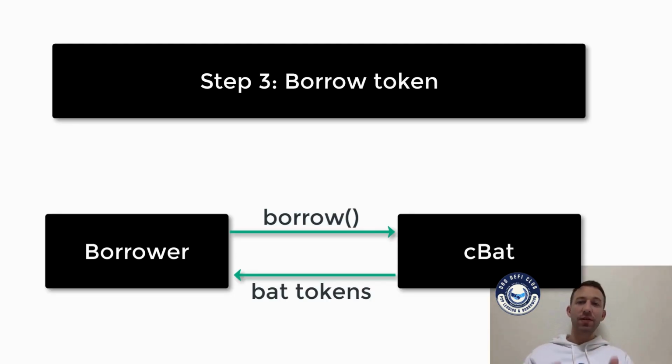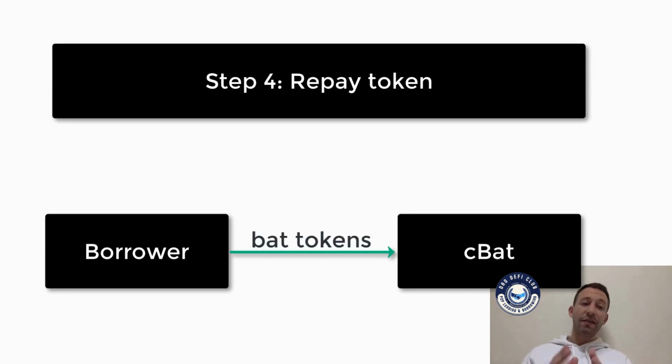The next step is when you're going to actually borrow the token. So for example, if you want to borrow the BAT token, then you're going to call the borrow function on the CBAT smart contract, and it's going to give you some BAT that you can use in whatever way you want. There is no duration for the loan. You can pay back this BAT token whenever you want.